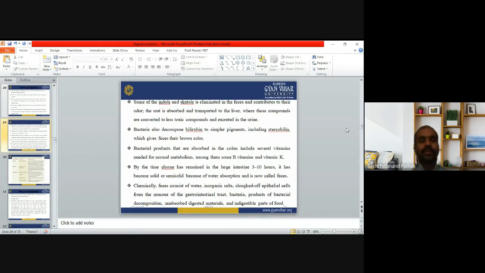Chemically, feces consist of water, inorganic salts, sloughed epithelial cells from the mucosa of the GI tract, bacteria, products of bacterial decomposition, unabsorbed digested material, and indigestible parts of the food. So those things that are not digested or absorbed, whether unabsorbed digested material or indigestible food, can all be passed through the feces.